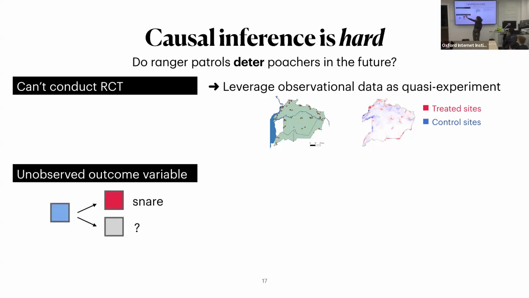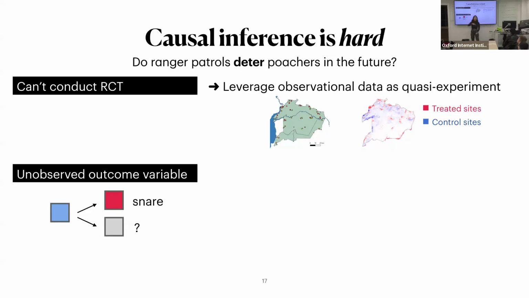And the second key challenge that we had to overcome in this setting is imperfect observation of the outcome variable. So we've seen how difficult it is to find snares. And I also want to point out that because this park is very big, the amount of coverage that rangers are able to do in a given month is quite low. So in a single month, rangers are only able to patrol about 8% of the cells in a park. So that means 92% of the sites every month, we have no idea what's happening.